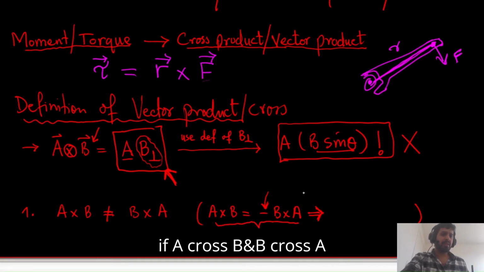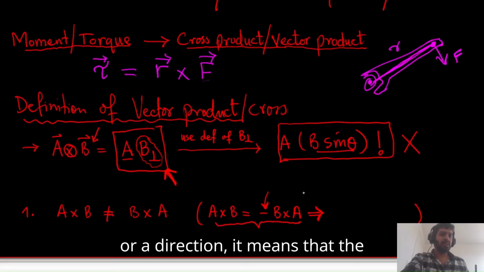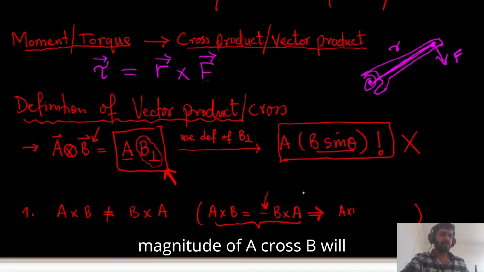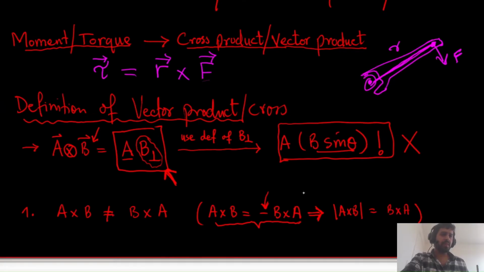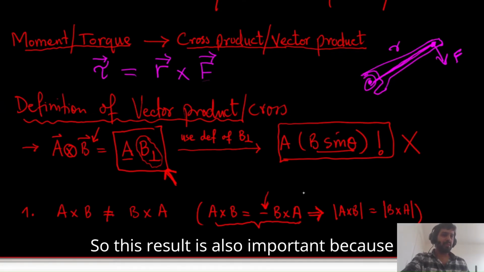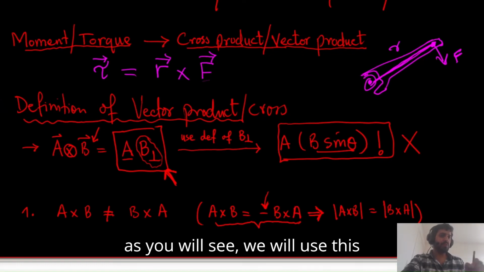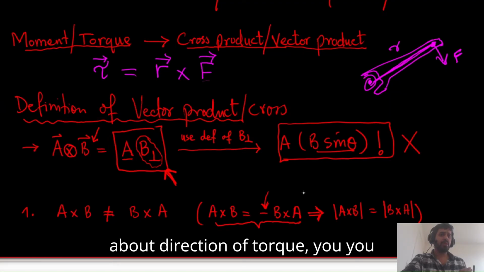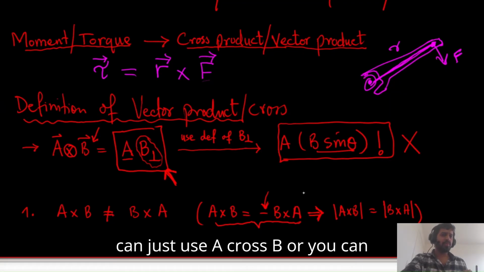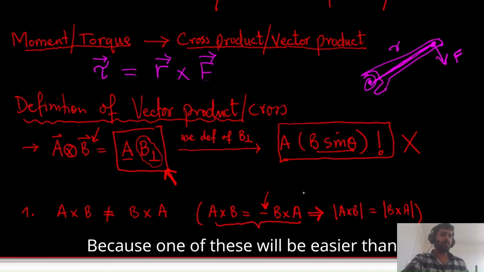That if A cross B and B cross A just differ by a minus sign or a direction, it means that the magnitude of A cross B will always be equal to that of B cross A, right? So this result is also important because, as you will see, we will use this property in the questions. So if the question is not asking you about the direction of torque, you can just use A cross B, or you can use B cross A, because one of these will be easier than the other.